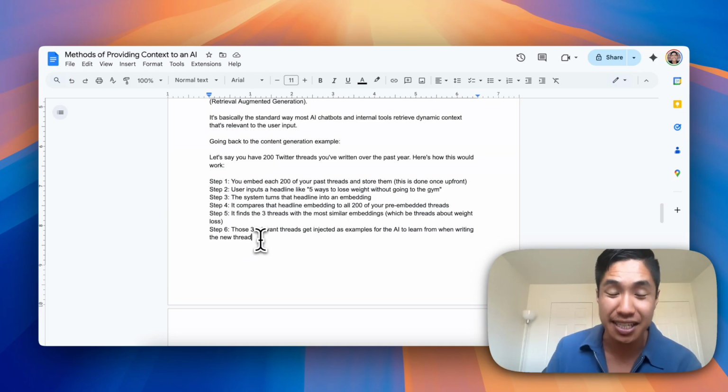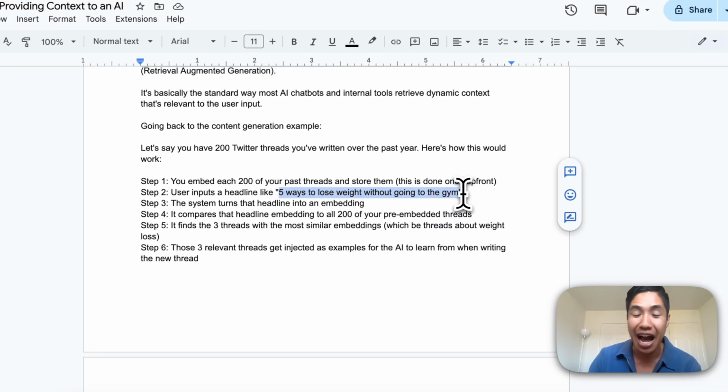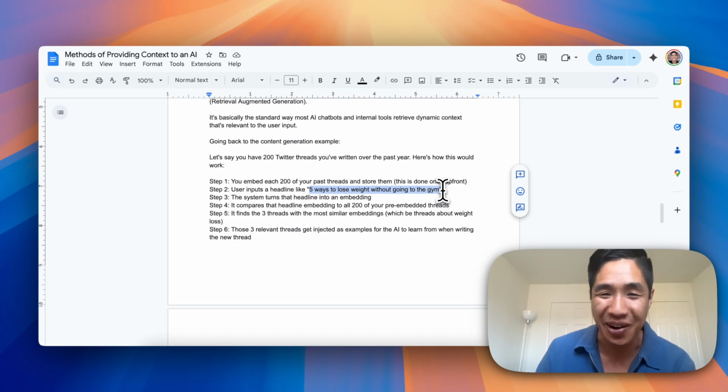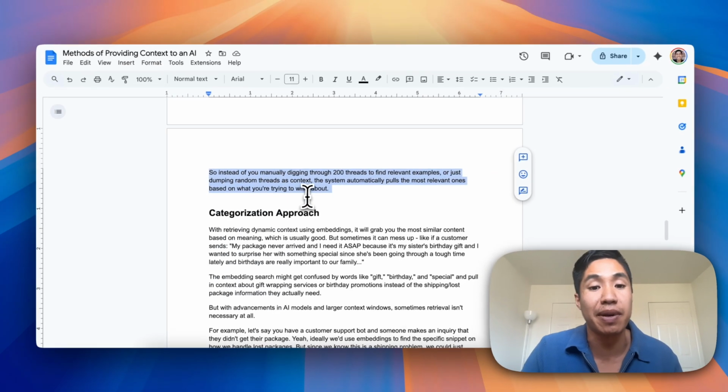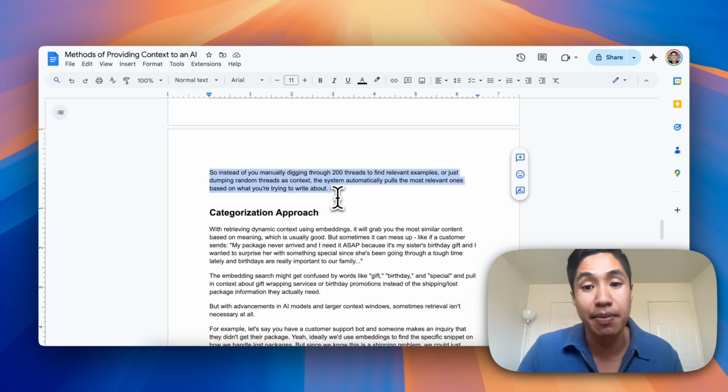Because again, what we're trying to do is provide the right context at the right time. And if we want to write a thread about 5 ways to lose weight without going to the gym, I would want to provide 3 examples about losing weight without going to the gym, right? So now instead of you manually digging through 200 threads to find relevant examples or just dumping random threads as context, the system automatically pulls the relevant ones based on what you're trying to write about.